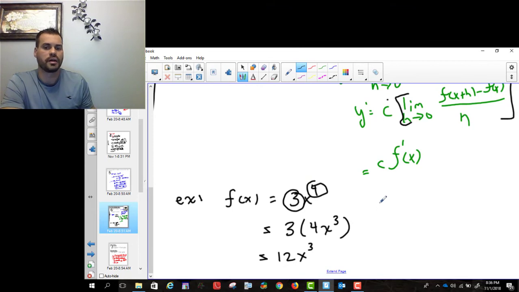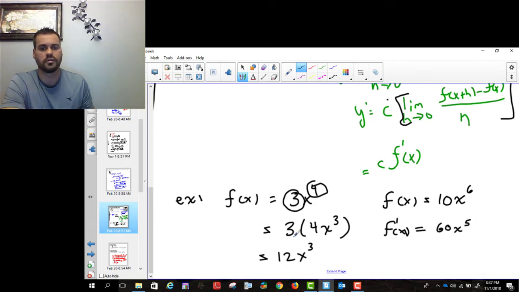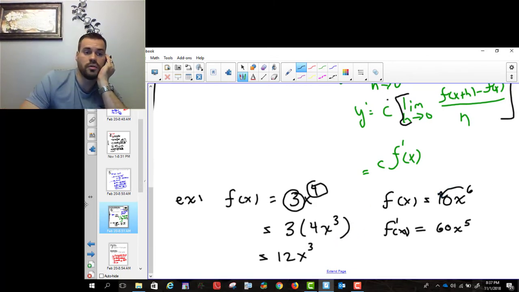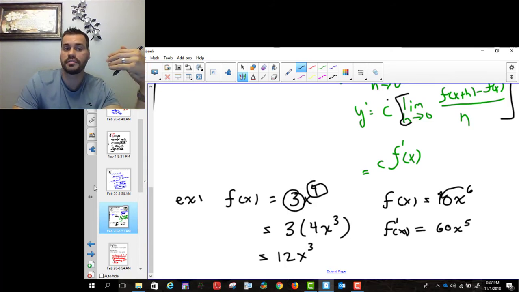So you can do that directly. So if f of x is 10x to the 6th, then the derivative becomes 60x to the 5th. You can sort of skip this middle step here and just multiply. When you bring the 6 down, you just multiply it by the 10. Okay? So that's the power rule, that's the constant rule, and that's the constant multiple rule.